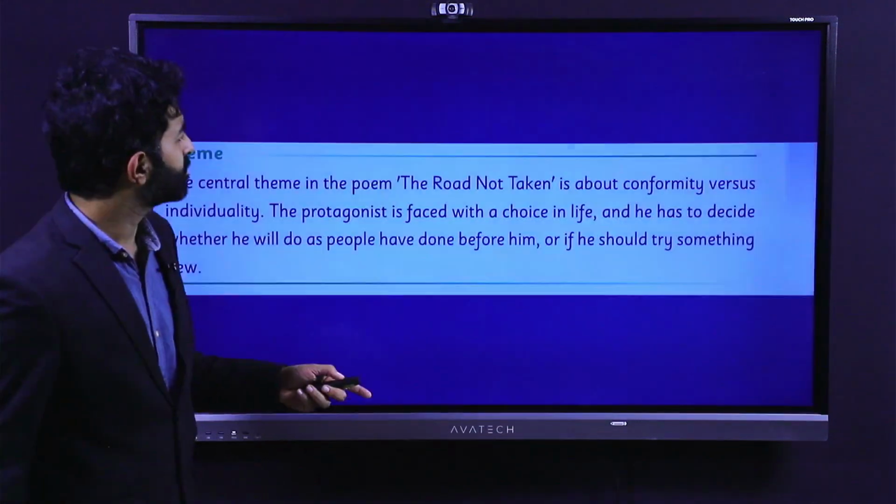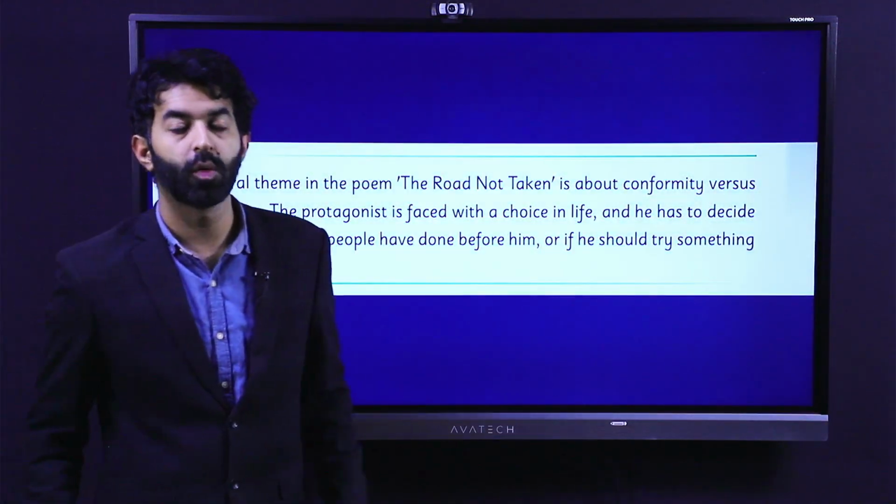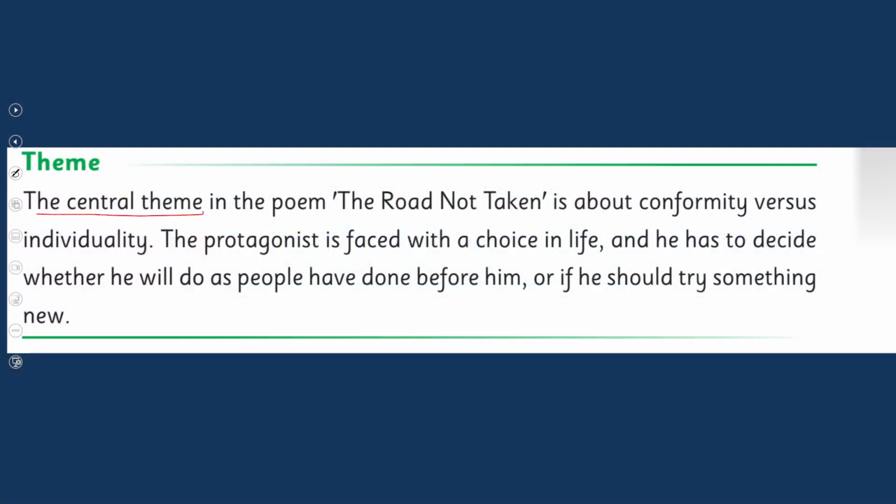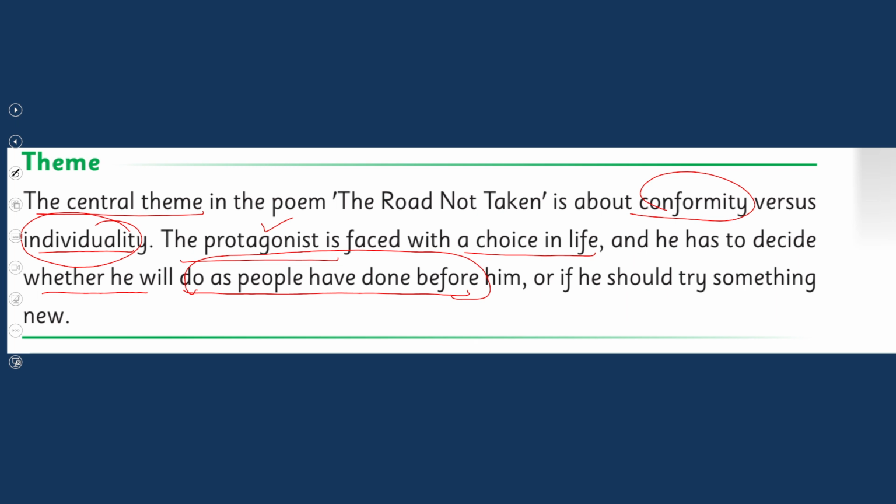Now, students, let's talk about the theme of the poem. What is the poem telling us? What is it talking about? The central theme, or you can say the central idea in the poem, The Road Not Taken, is about conformity versus individuality. The protagonist, the speaker or the narrator, is faced with a choice in life, and he has to decide whether he will do as people have done, the most common choice, or if he should try something new.